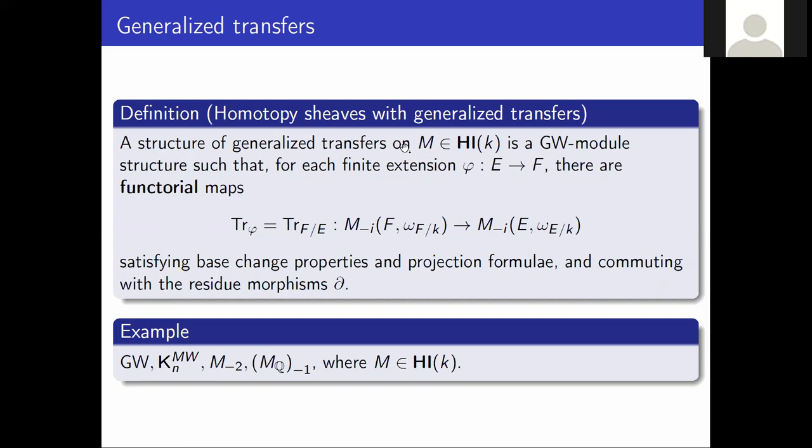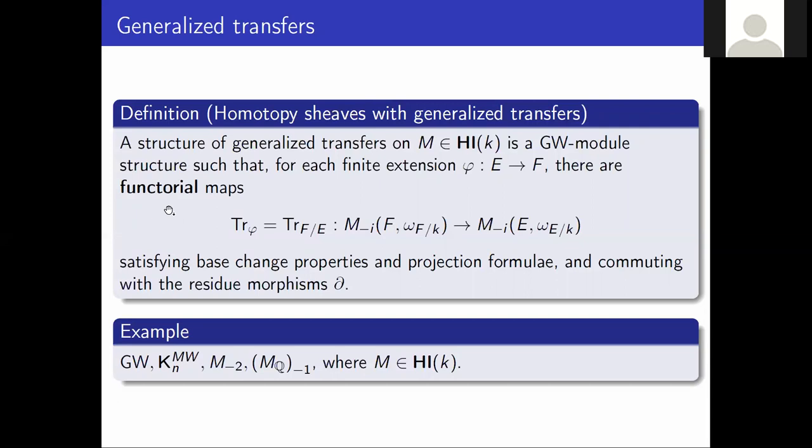So the idea is the following. M is a sheaf, and we have four different kinds of data defined on M. First of all, this is a sheaf, so we have pullbacks. This is what I sometimes call restrictions. When I work with fields, this is basically the restrictions. The second kind of maps that we have are the transfers, which are some kind of pushforwards. The third datum is a GW module structure. And the fourth is that we have residue maps from M to M minus one, etc. Basically, the axiom for this definition is that these four different data all commute well together, and everything is natural.